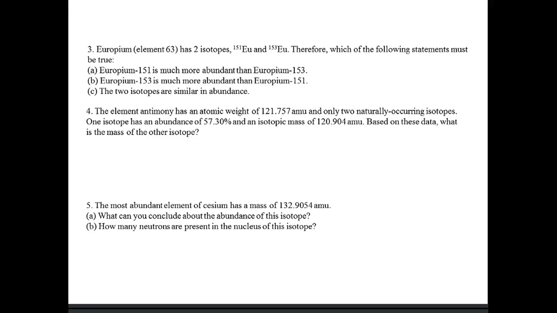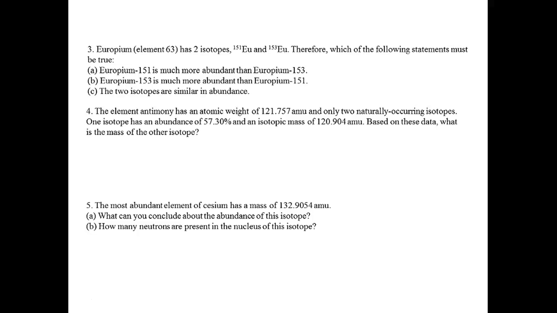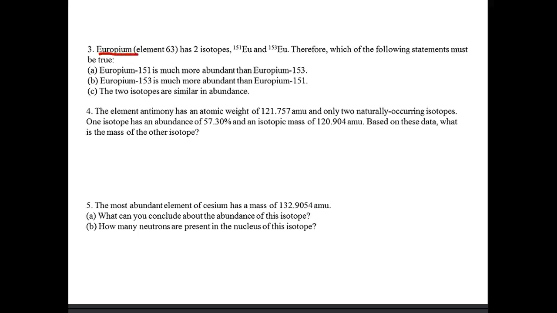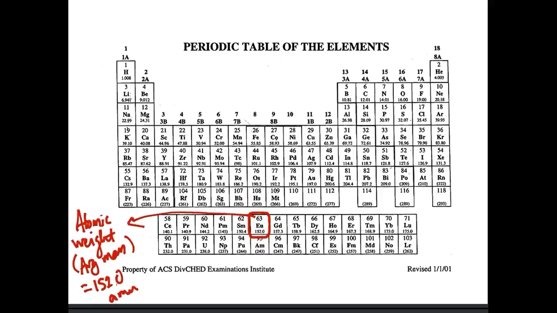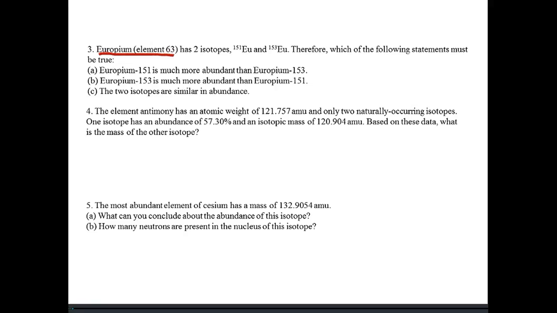So number 3 here, europium, element 63, has 2 isotopes. Which of the following statements must be true? This is a multiple choice question. Now remember that you have a periodic table. So element 63, europium, is here. Okay, so what's relevant about this is that europium's atomic weight is 152 AMU. So we're going to write that down on the next page. 152.0 atomic mass units is the average atomic mass or atomic weight.